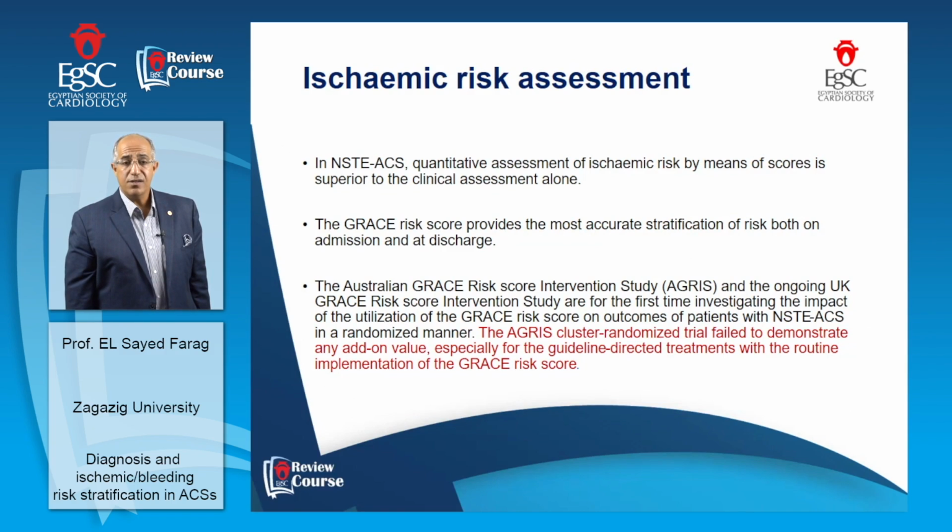Ischemic risk assessment in non-ST-segment elevation ACS: quantitative assessment of ischemic risk by means of a score is superior to clinical assessment alone. As we all know, we have an important score, the GRACE risk score, which provides the most accurate stratification of risk both on admission and at discharge. Upon this risk, we can plan our management, and we can also know the prognosis for the patient. But in the last guidelines, there is a downgrade for the GRACE risk score from 1A to 2A, because the Australian GRACE risk score intervention study, AGRIS, failed to demonstrate any add-on value, especially for guideline-directed treatment, with routine implementation of the GRACE risk score. The GRACE risk score is still there, still important, but downgraded. We have to use it.